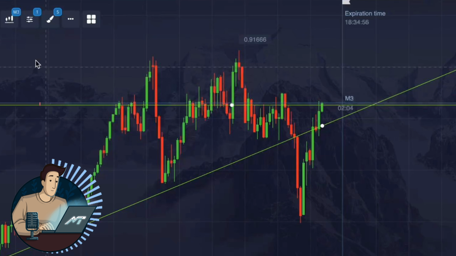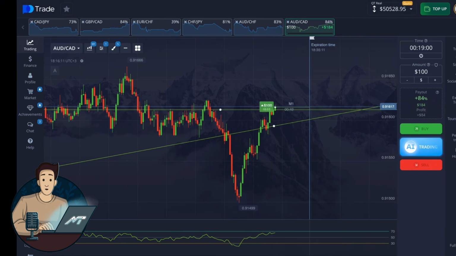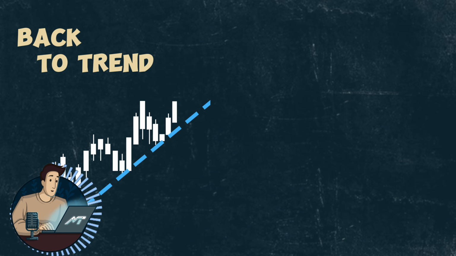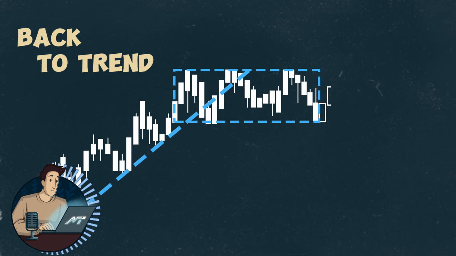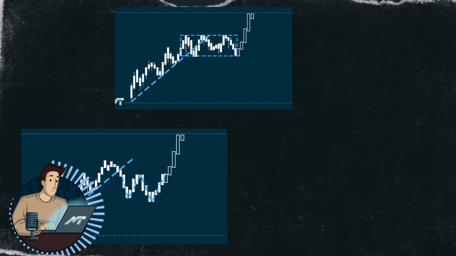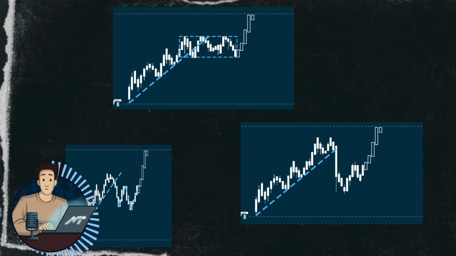After breaking through this weak level, I'm opening a long position for 19 minutes. Why go long? According to my trading strategy, back to trend, after a break of the global trend, there's usually a correction in the form of consolidation, a pullback, or a pattern. In today's video, we'll analyze all these possible situations in the next trades.